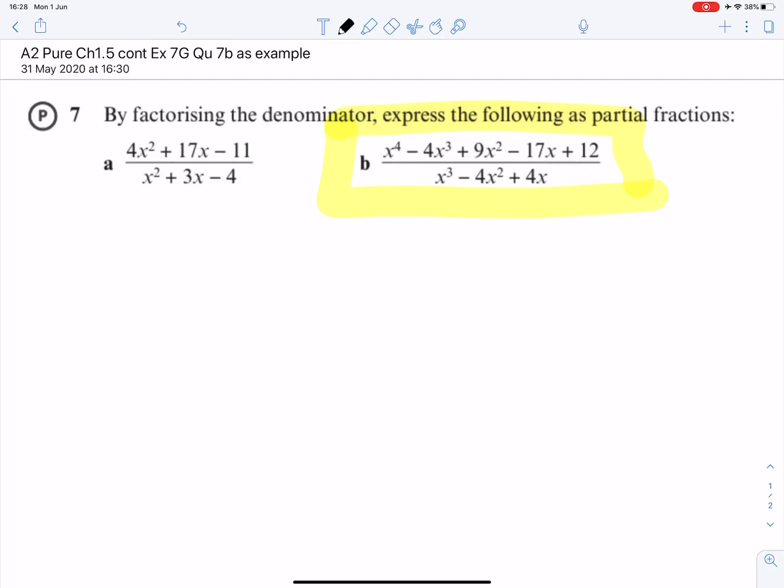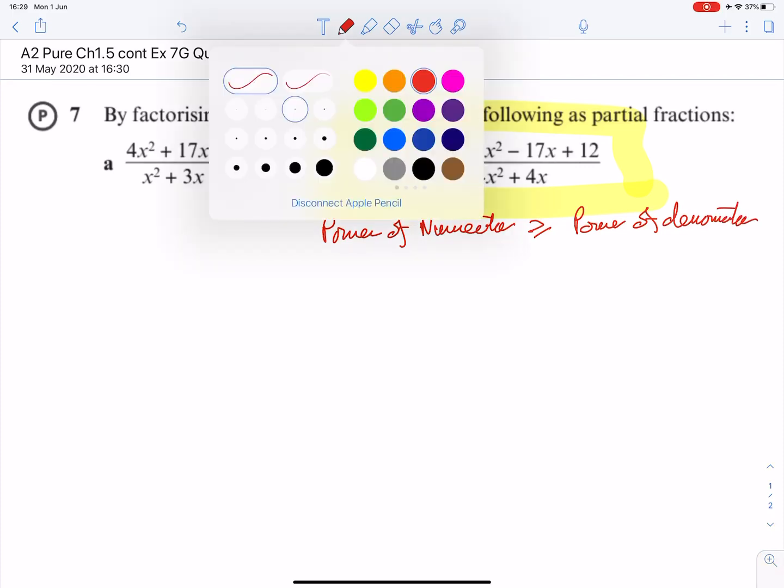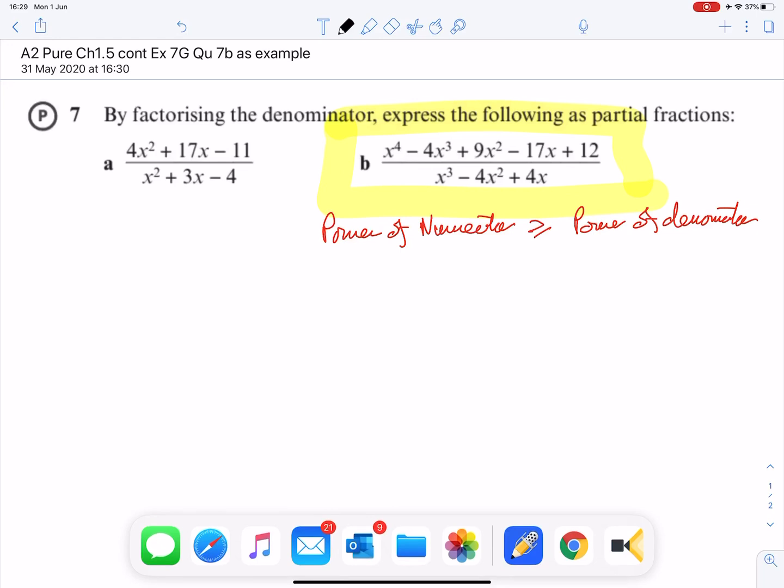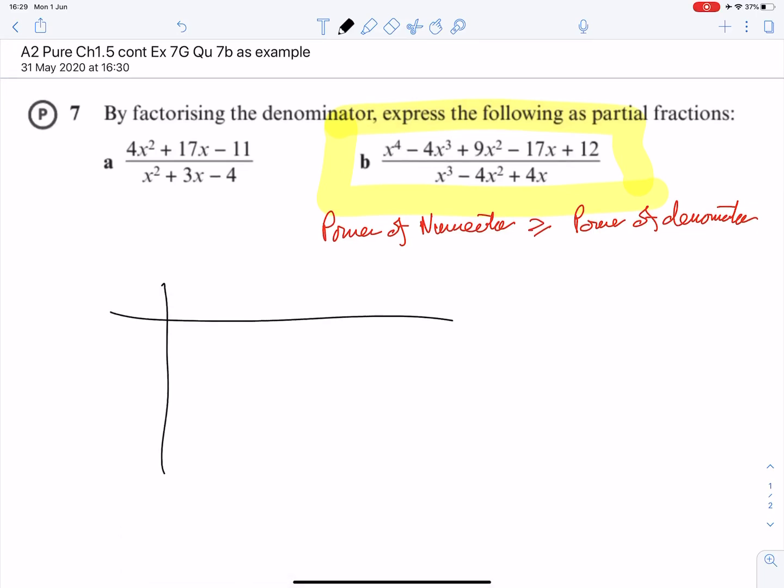So the first thing we notice is the power of the numerator is greater than or equal to the power of the denominator. Because of that, the first thing we're going to do is divide. So set up our grid. We're dividing by x cubed minus 4x squared plus 4x.